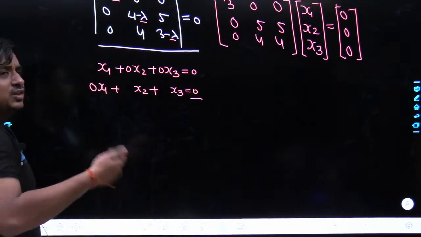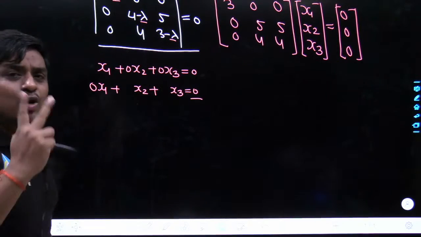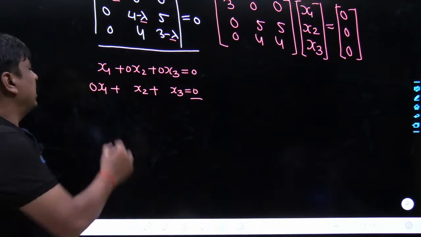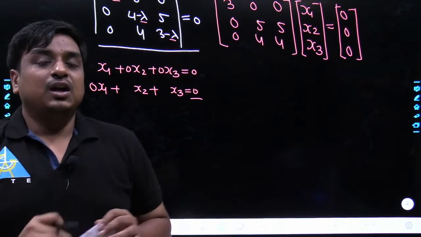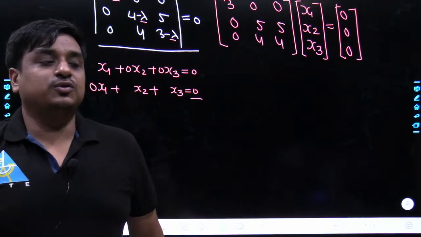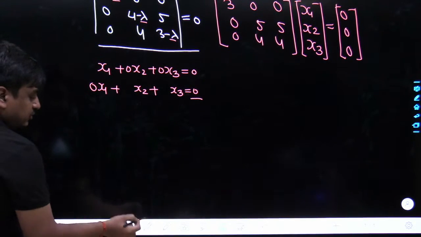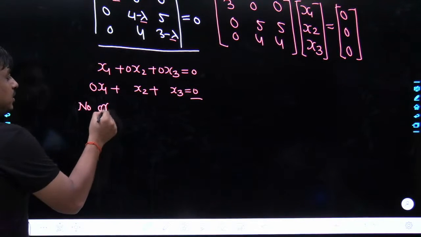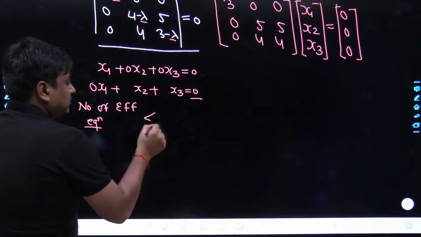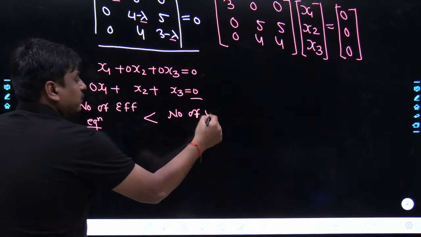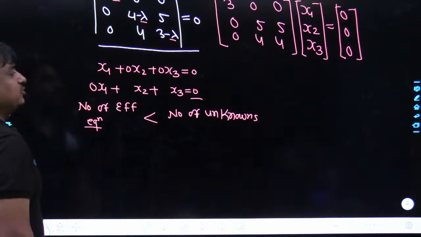Infinitely many solutions. How, sir? How could you figure it out? See, the number of effective equations, or the number of linearly independent equations, is how many? 2. And the number of unknowns is how many? 3. Whenever the number of effective equations, or linearly independent equations, is lesser than the number of unknowns, you will have infinitely many solutions.